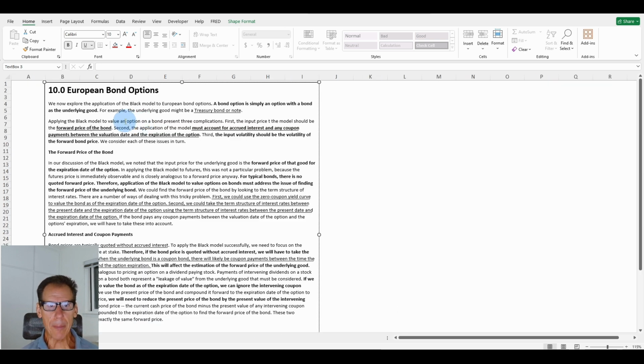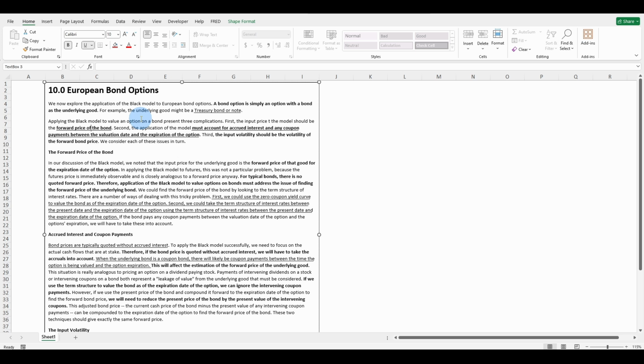We now explore the application of the Black model to European bond options. A bond option is simply an option with a bond as the underlying good. For example, the underlying good might be a Treasury bond or note. Applying the Black model to value an option on a bond presents three complications.